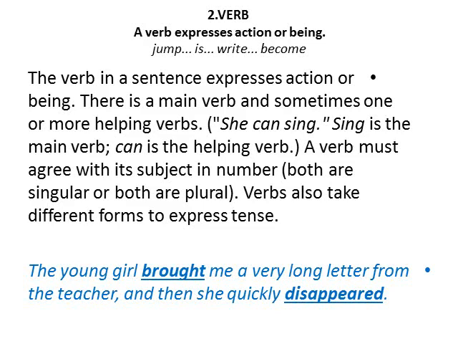Number 2, verb. A verb expresses action or being, just like jump, is, write, and become. The verb in a sentence expresses action or being. There is a main verb and sometimes one or more helping verbs. She can sing, so we have sing is the main verb and can is the helping verb. A verb must agree with its subject and number. Both are singular or both are plural. Verbs also take different forms to express tense.